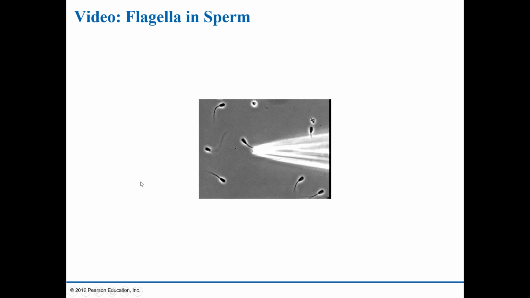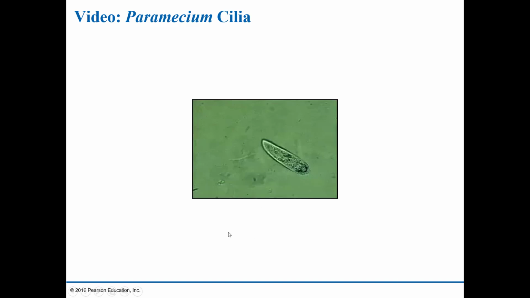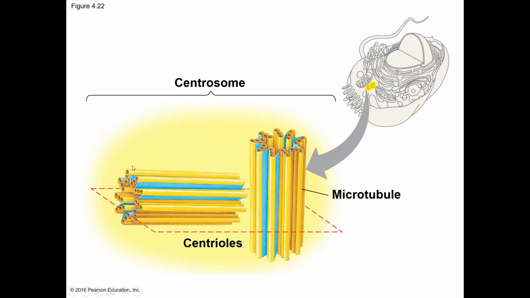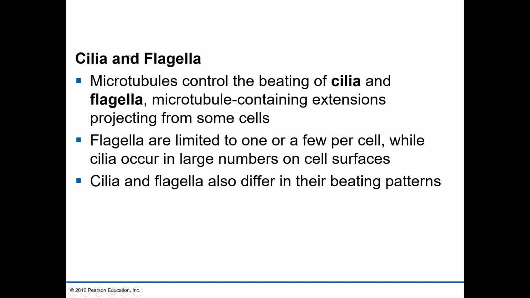Flagella is another type of microtubule that moves, and so we know flagella because that's the tail on sperm. You can see them wiggling and moving there, and you saw the image before how it bends to be able to get it to move. This paramecium has cilia, and cilia are like itty bitty teeny tiny hairs that make it move around. So it's moving because those little hairs are bending. This is what the centrosome looks like. So cilia and flagella, microtubules control the beating of cilia and flagella.